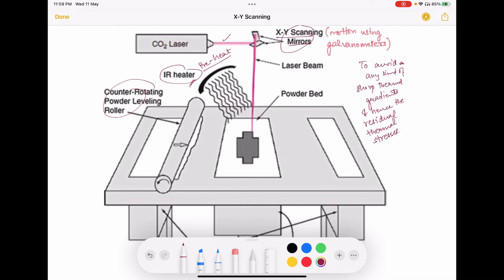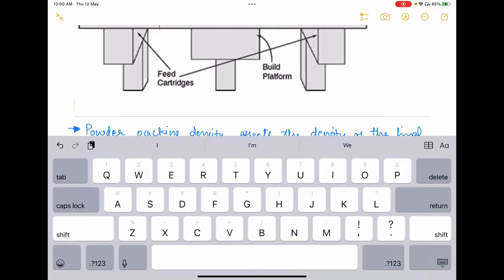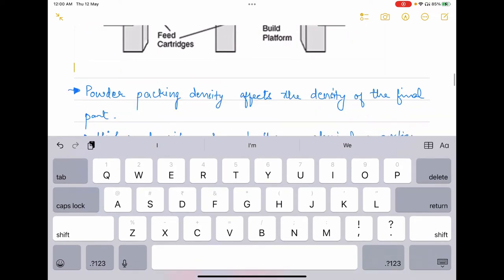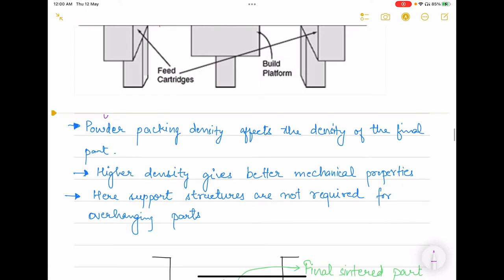Okay, and this counter rotating powder leveling roller, what it does is, whenever one layer is complete, the powder tank from below comes up and this roller takes out a certain amount of powder and spreads it over the printer bed in such a manner that the layer is uniform. So this process works by using localized heat to fuse the powder particles.